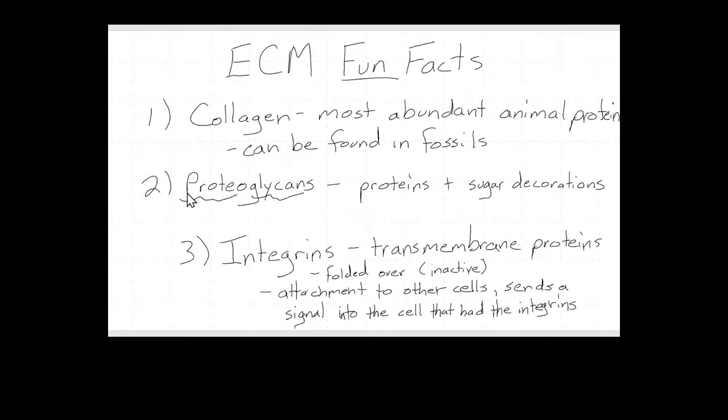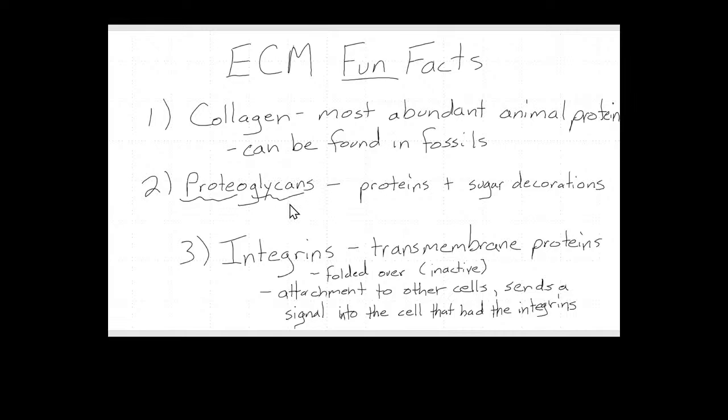Basically, I didn't have much to say about this except I want you to get used to the idea that if you look at the names of different things in the body, different molecules, you can kind of figure out what they might be. For example, proteo should make you think about proteins, and glycans is sugar decorations. So whenever you see glycan, it has to do with carbohydrates. So proteins with some sugar decorations on them are proteoglycans.